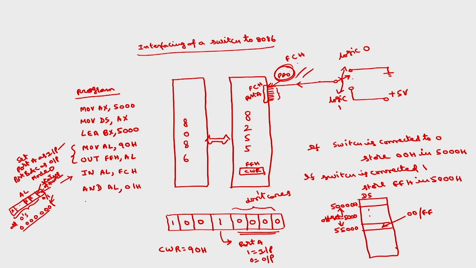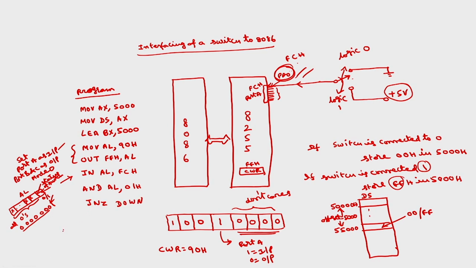After this AND, jump not carry, or you can write jump not 0 also, because the result can be either 0 or non-zero. Jump not 0: AL contents not 0 means AL contents are 1, as there are only two possibilities, either 0 or 1. AL contents being 1 means the switch is connected to plus 5 volts. So, if the switch is connected to plus 5 volts, I want to store FF into 5000H.